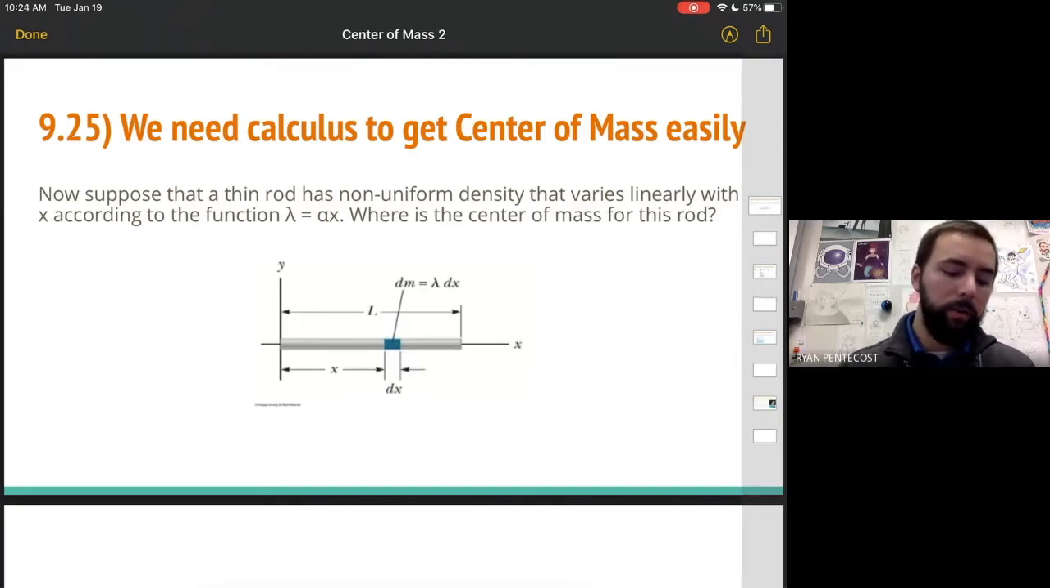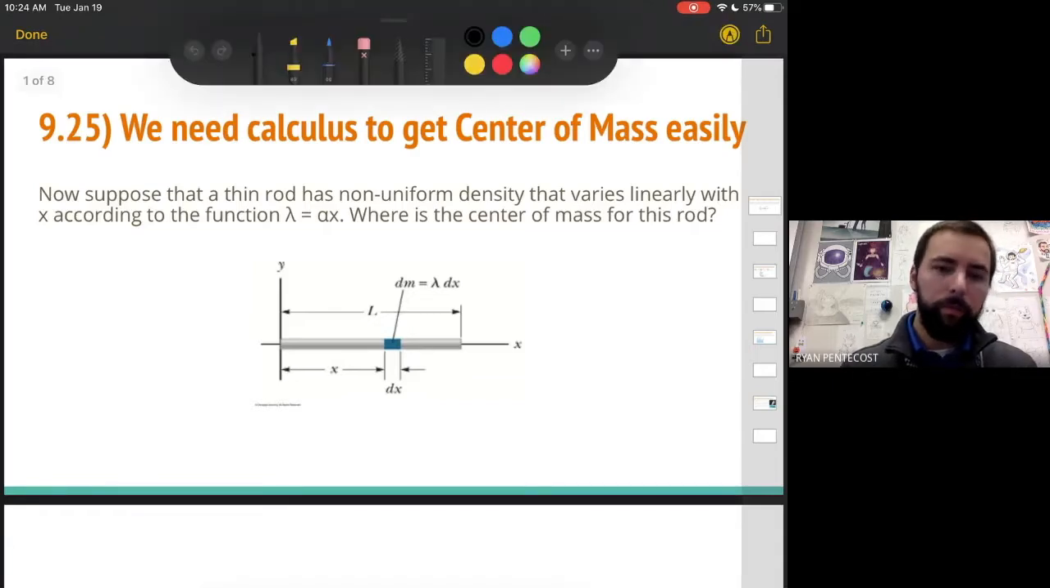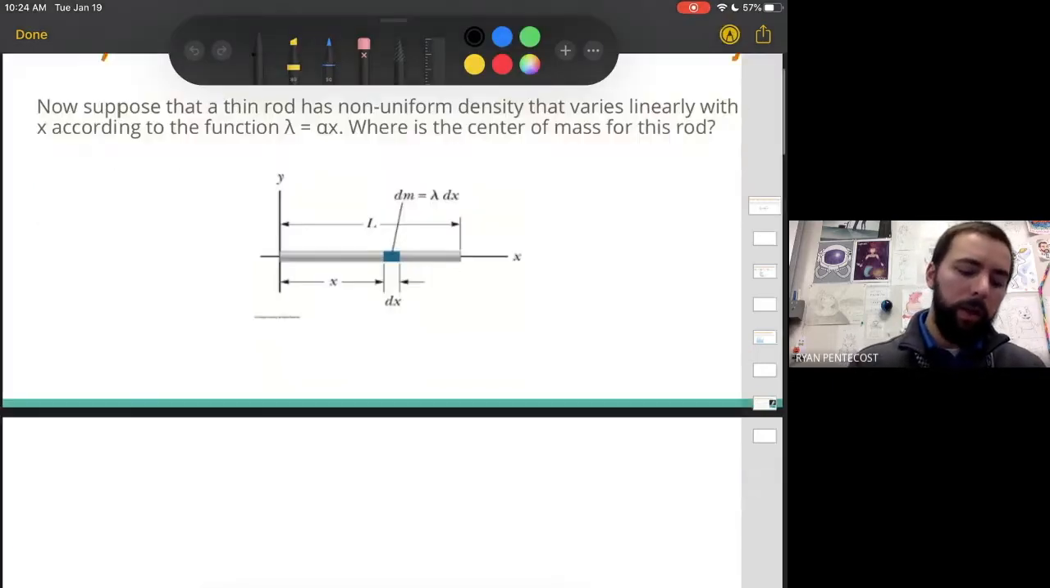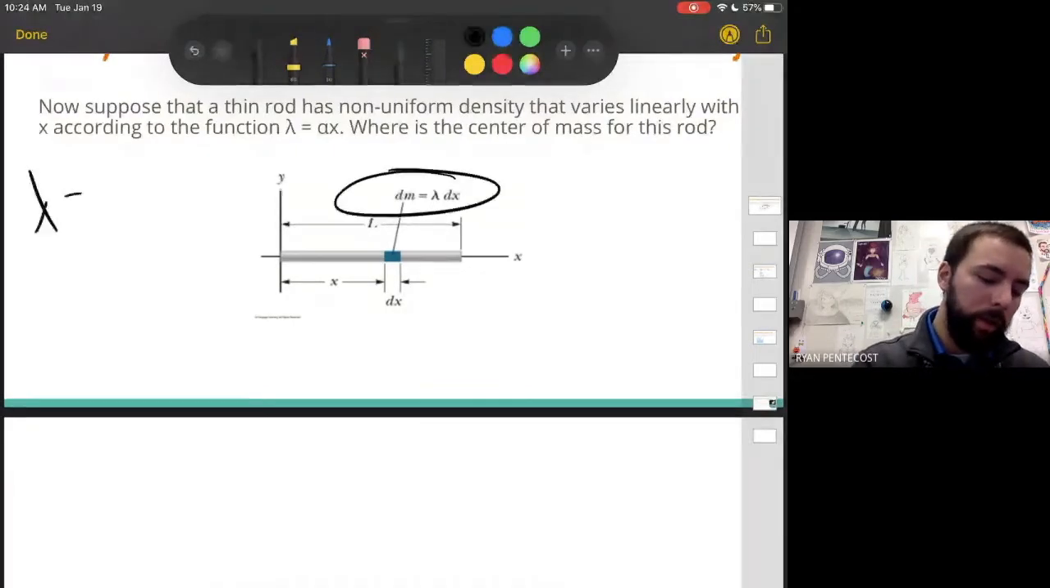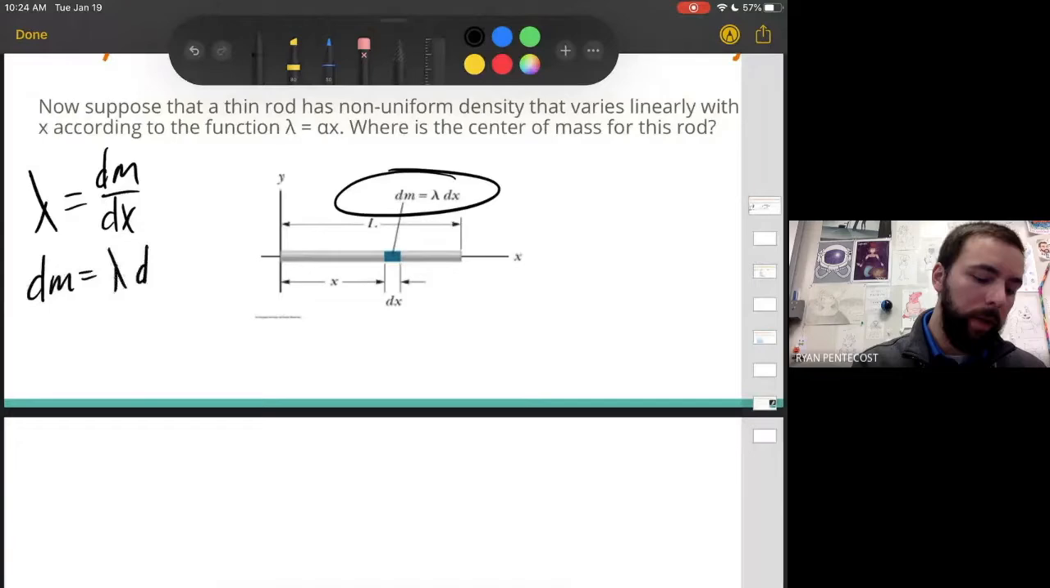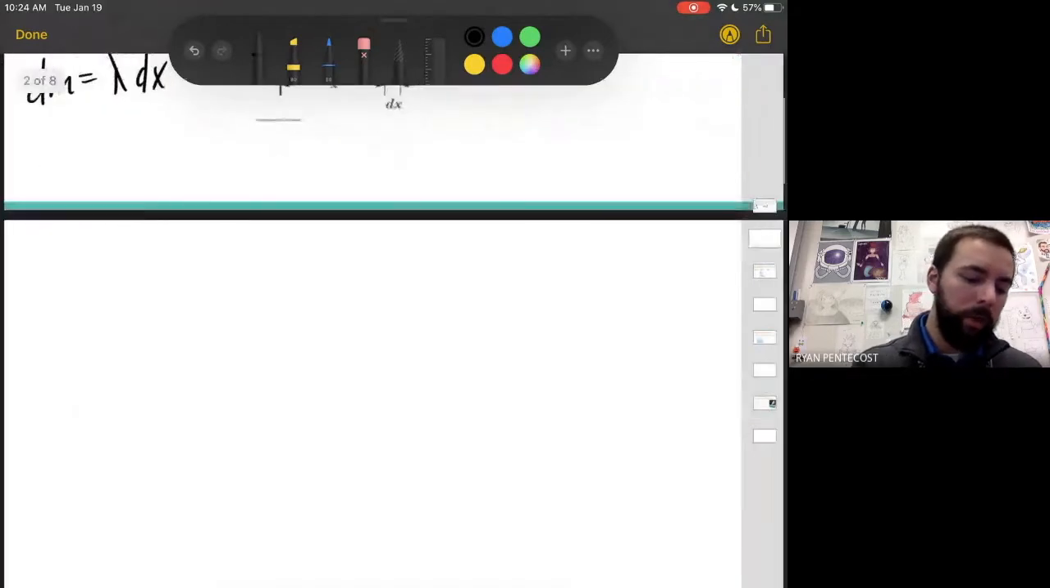Okay, so it says now, suppose that a thin rod has a non-uniform density that varies linearly with x according to the function lambda equals alpha x. Where is the center of mass for this rod? So it gives us information right here to tell us that this is a linear density, right? So linear density lambda is dm divided by dx, and then it tells us there that dm will be lambda dx. Now we're going to set up our integral just like we did last time.